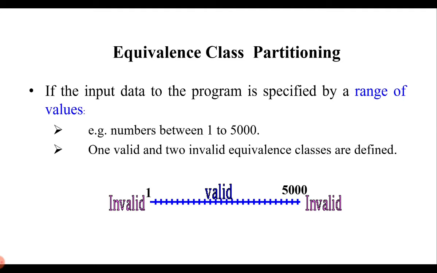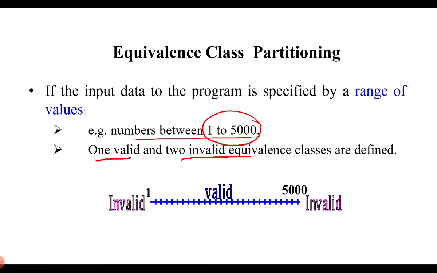If the input data to the program is specified by a range of values, for example, numbers between 1 and 5,000, then to test these numbers we have to take one valid and two invalid equivalence classes for defining the entire testing suite. When we talk about a test suite, we essentially mean all the positive values as well as negative values, that is, all the values which will pass that particular test and all the values which will not pass it. We combine them into a suite-like representation.